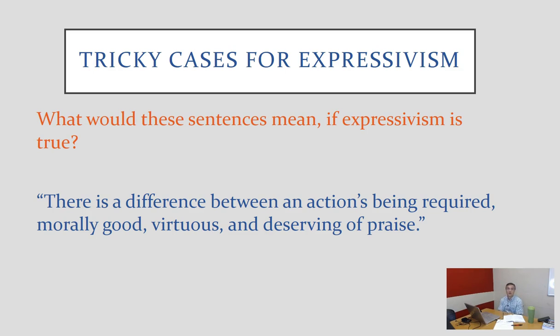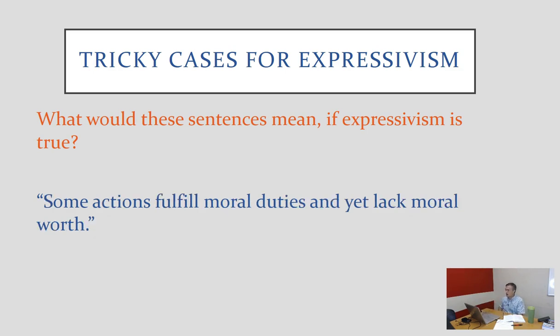So, to deny that these distinctions are real distinctions is what the expressivists would have to do, and it's not clear how, and then to paraphrase it as some sort of emotional claim, rather than a claim about these differences being actual in the world. That seems to be kind of transparent. That's a claim about differences one can observe. Okay, so I've got the other one in here too. "Some actions fulfill moral duties and yet lack moral worth."